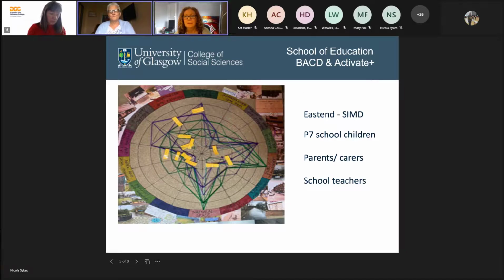Okay, so we're just going to give two very quick examples of where the Place Standard tool was adapted. In this one, the student was on placement in a primary school in the East End of Glasgow, an area seen as an area of multiple deprivation. She worked with primary 7 children who would be seen as the disruptive children at risk of exclusion.